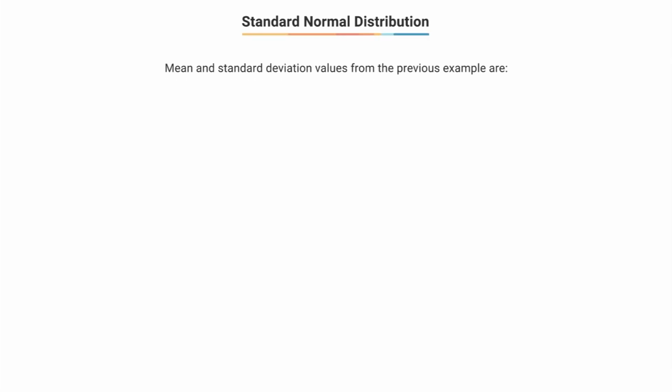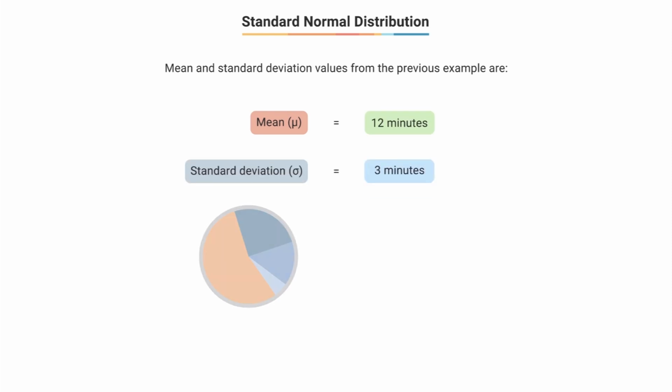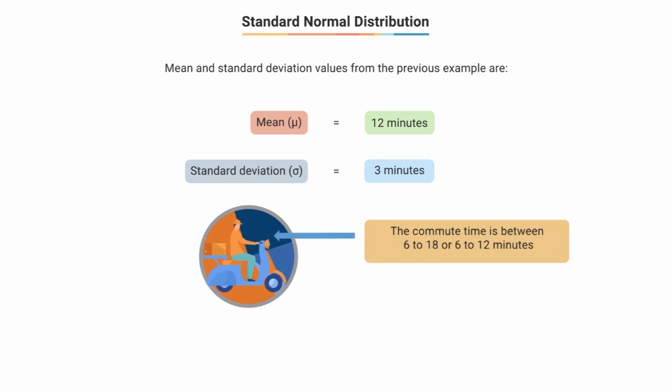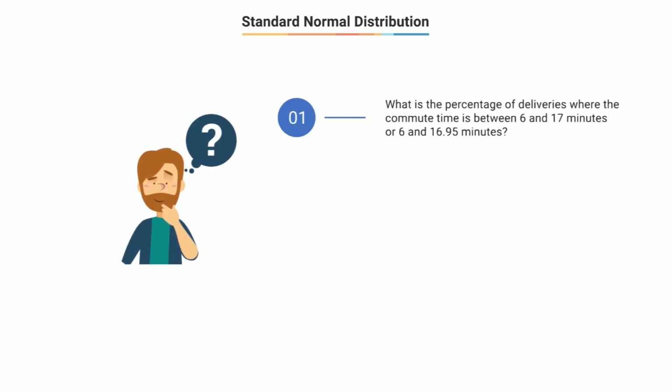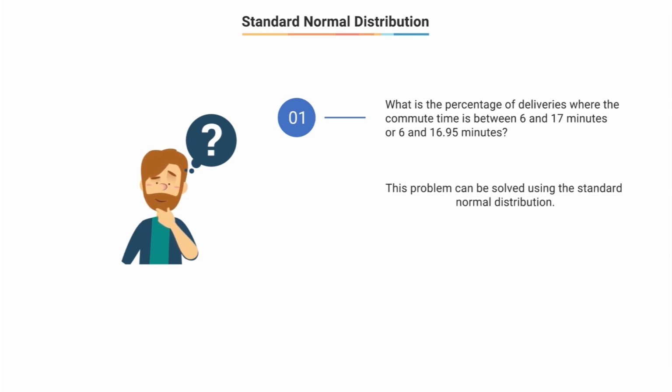In the previous example, we had seen that our mean commute time was 12 minutes and our standard deviation was 3 minutes. And we tried to find the percentage of pizza deliveries where the commute time is between 6 and 18 minutes or 6 to 12 minutes. In those cases, we were trying to find the commute time which was exactly falling within mu plus some fixed number of standard deviations, and it could be 1 standard deviation or minus 1 standard deviation. But suppose you want to find the percentage of deliveries where the commute time is between 6 and 17 minutes or between 6 and 16.95 minutes. In those cases, we'll need some other techniques, for example, the standard normal distribution.